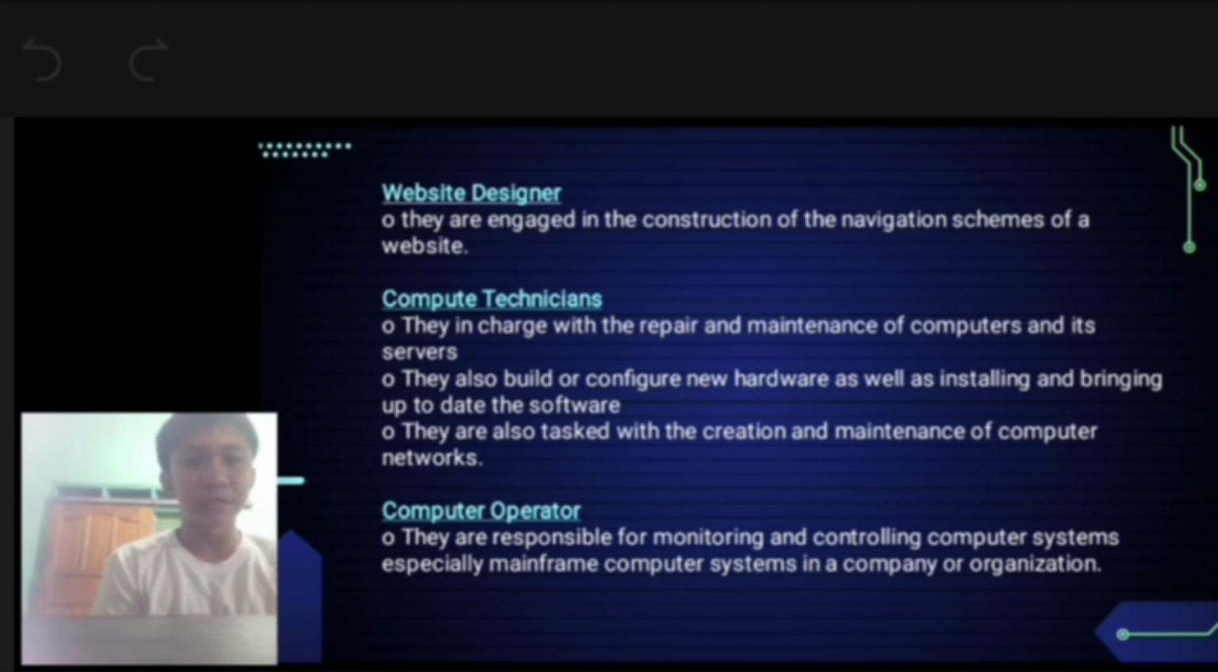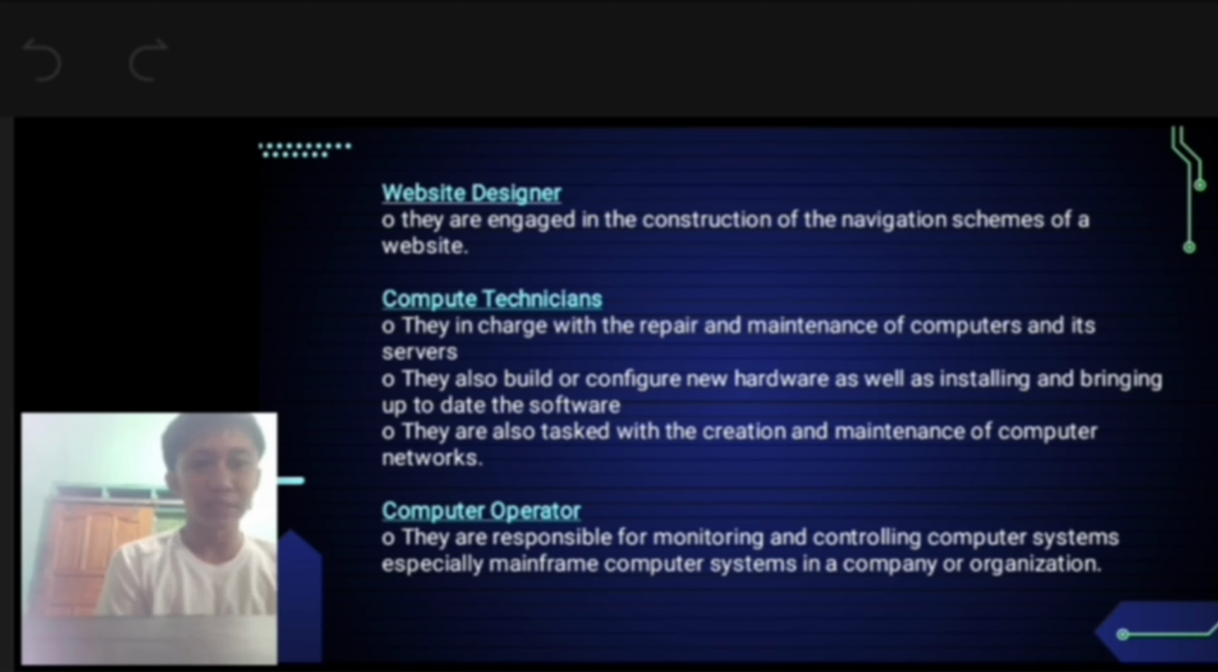Website designer. They are engaged in the construction of the navigation schemes of a website. A website designer is a professional who specializes in creating a combination of technical skills and creative abilities. They are knowledgeable about various design principles, usability guidelines, and industry best practices.